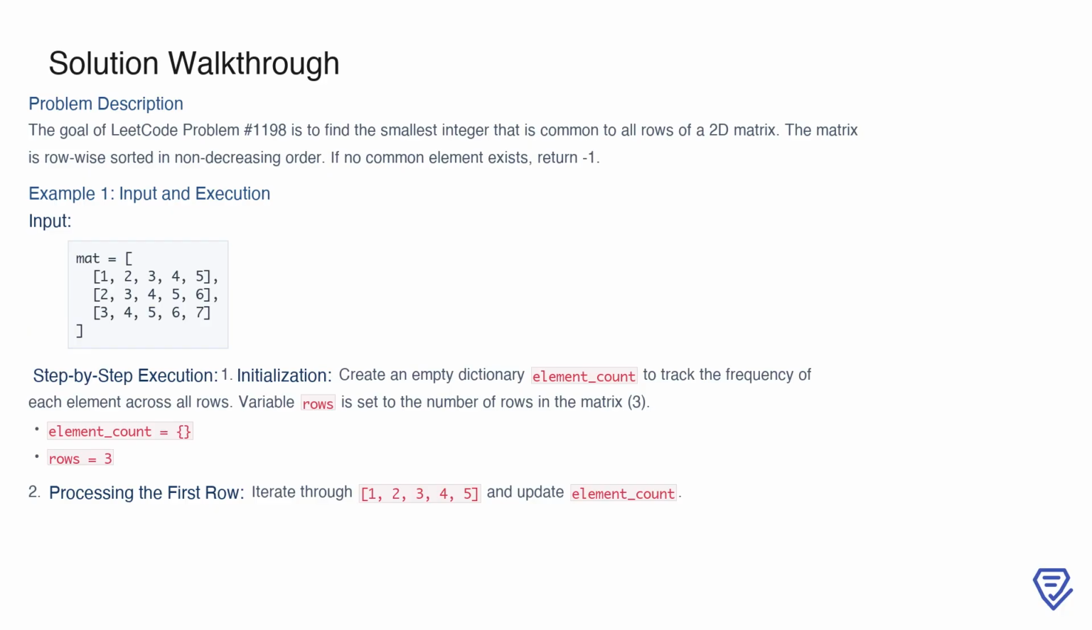For the first row, 1, 2, 3, 4, 5, we start by iterating through it and updating the dictionary to include each element with an initial count of 1. After processing this row, element_count will look like this: 1:1, 2:1, 3:1, 4:1, 5:1.